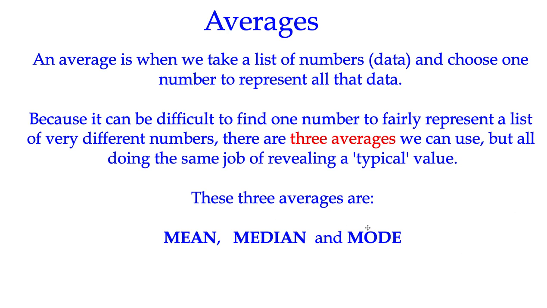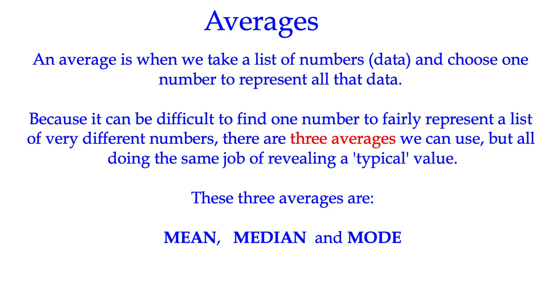You'll know the idea, but do you really know what it means? An average is when we take a list of numbers, we call that data, and we choose one number to represent all the information. So rather than letting people know every single number, if you ask 50 people something like how much they earn, you don't give them all that information, you give them one number, and that would be the average. That's a quick way of giving a rough idea of what the answer is for everybody.